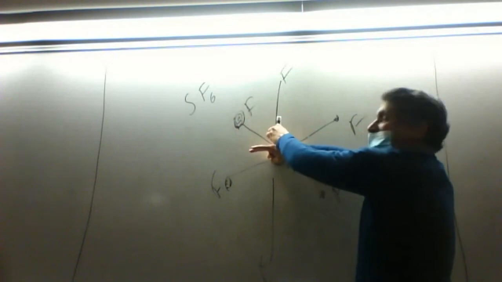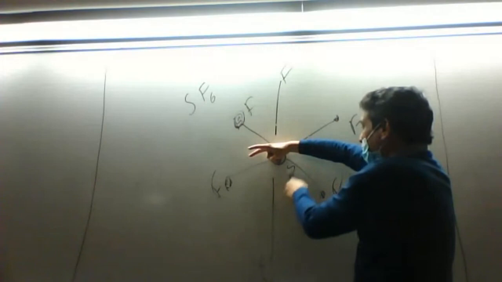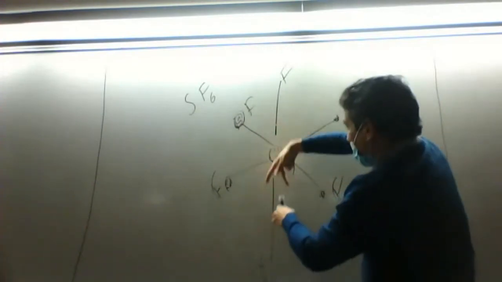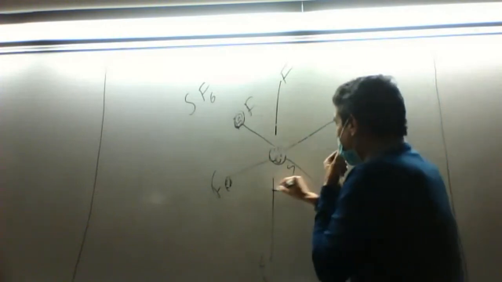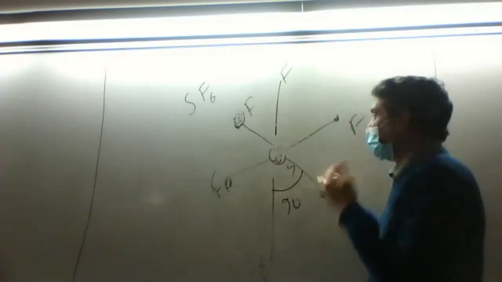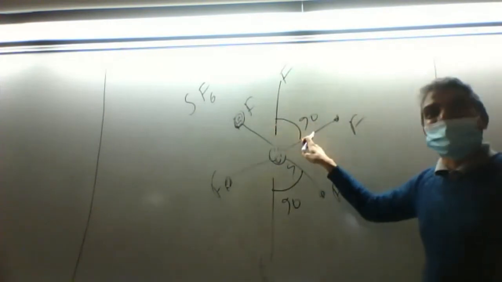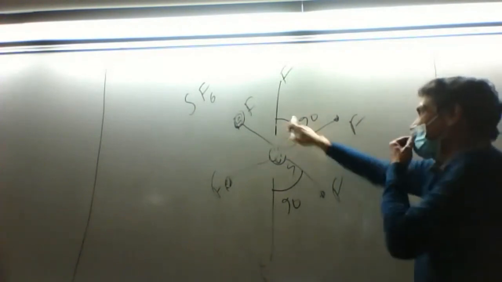So what is the angle between this and this? 90, right? It's just going up. Makes sense? What is the angle between this one and this one? These are going like this, and then it is hanging down. So this is 90. Between this and this is 90. Makes sense? But it doesn't look like 90. It looks like 30 here, right? But it's not 30, it's 90.